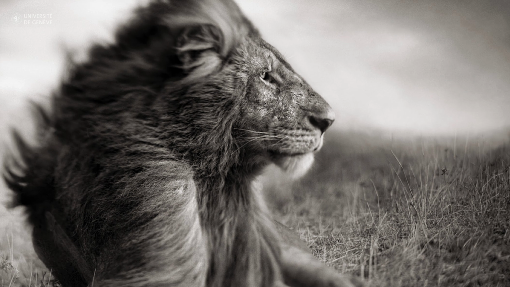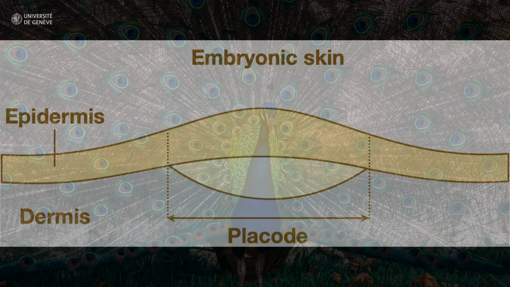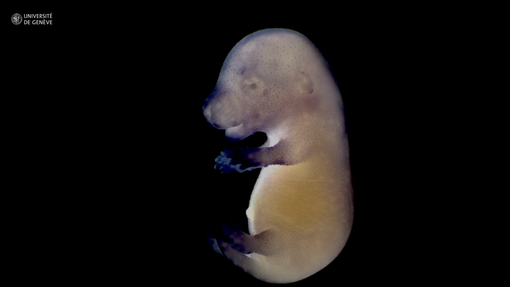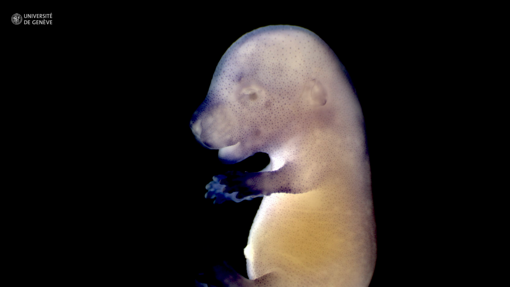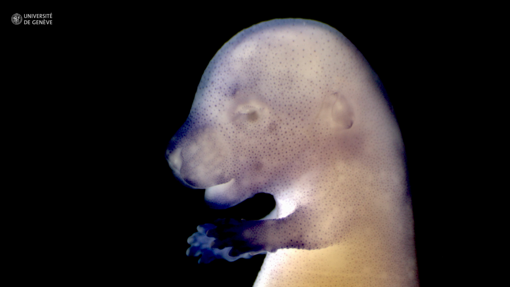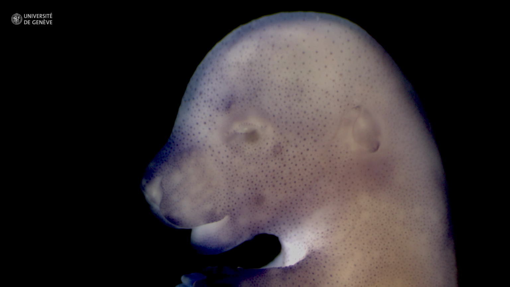Similarly to hairs, spines, and feathers, reptilian scales also develop from placodes, which are small, localized developmental units that act as signaling centers on the embryonic skin. The spatial organization of placodes is established through a Turing reaction diffusion process that can lead to a somewhat irregular pattern, as observed in this mouse embryo.